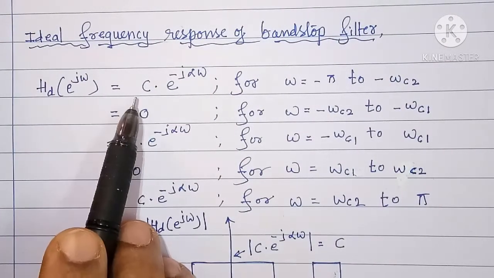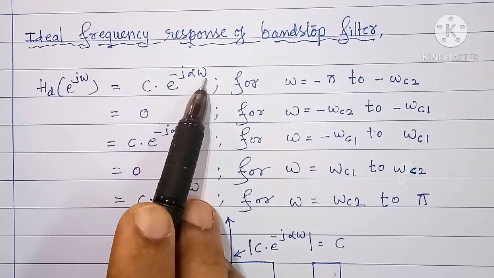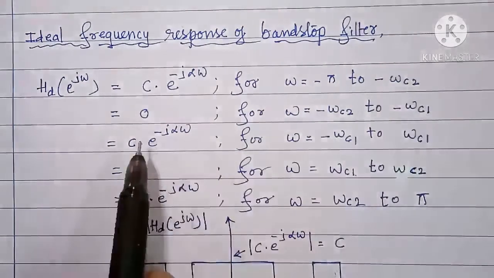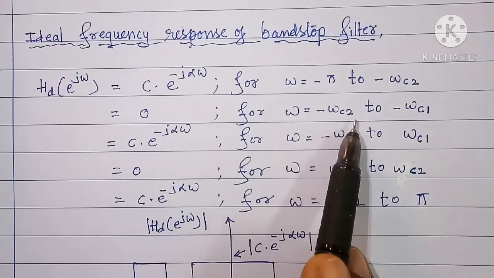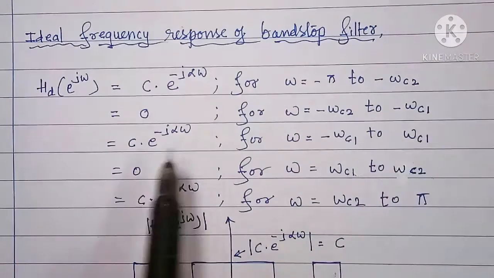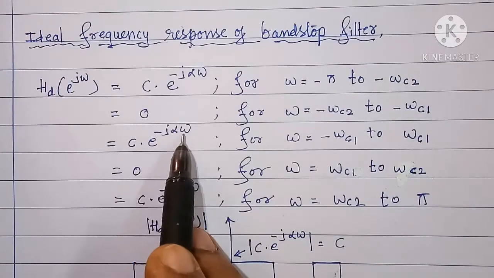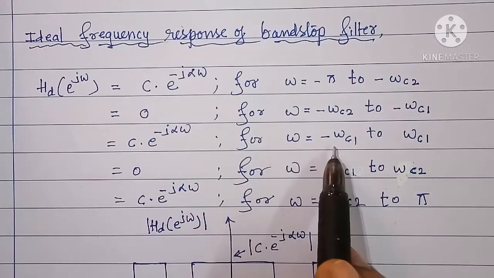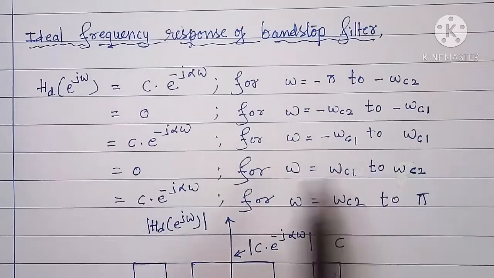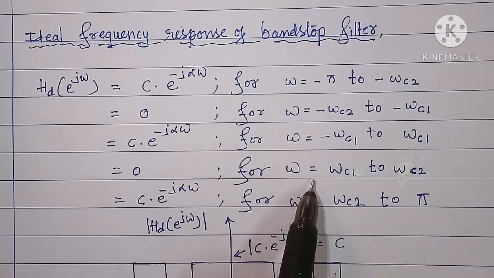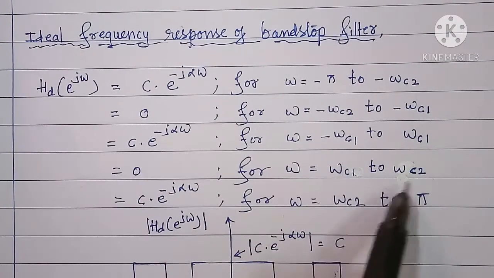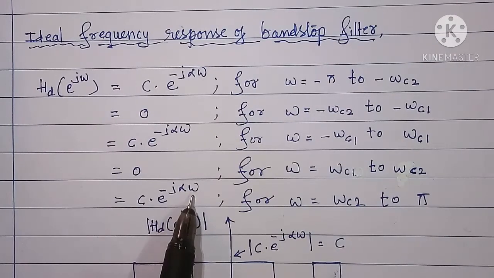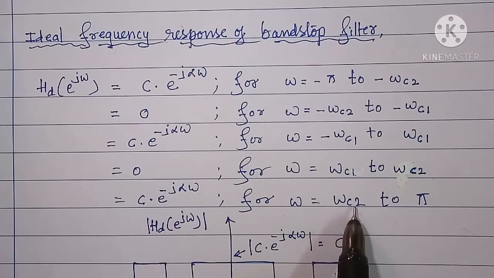HD of e raised to j omega is equal to C into e raised to minus j alpha omega for omega equal to minus pi to minus omega c2, equal to 0 for omega equal to minus omega c2 to minus omega c1, C into e raised to minus j alpha omega for omega equal to minus omega c1 to plus omega c1 and is equal to 0 for omega equal to omega c1 to omega c2, equal to C into e raised to minus j alpha omega for omega equal to omega c2 to pi.